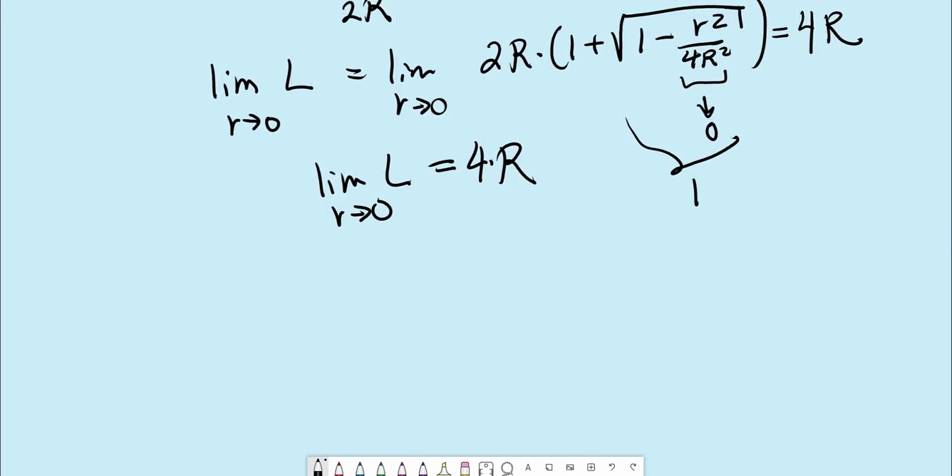And if we want to find out what happens if R equals 3, then our limit when r goes to 0 of L is just equal to 12, and so on. We can do this for basically any stationary circle.